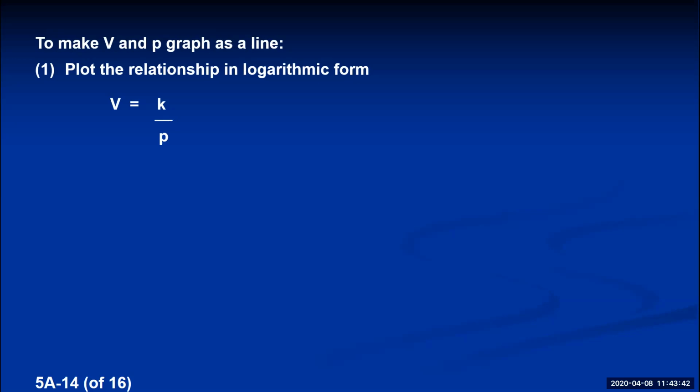So the logarithm of the left side would be log of V, and the base 10 logarithm of the right side would be log of K over P. So I'm just making a logarithmic equation. With the rule of logs, I can simplify the right side of the equation because the log of K over P equals log of K minus log of P, if you remember that. This is just incidentally why logarithms were invented.